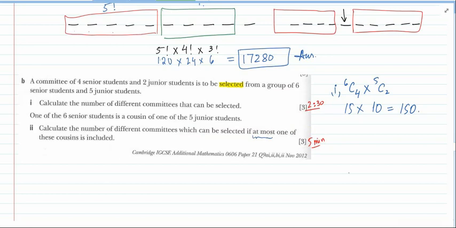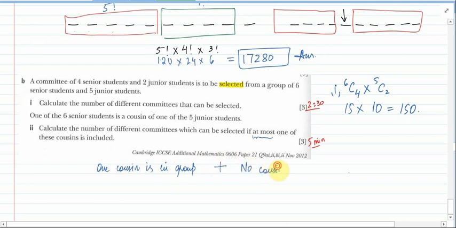Alright class, now there are 2 possibilities, right? The one possibility is one cousin is in the group, I am including one cousin here. The second one is no cousin. Why is it so? Because it says at most one of these cousins, right? It means that a maximum of one of these cousins can be included in the answer, not both of them. So if the cousin is included, that will be very simple. The two who are cousins, out of 2 we need to select one of them.